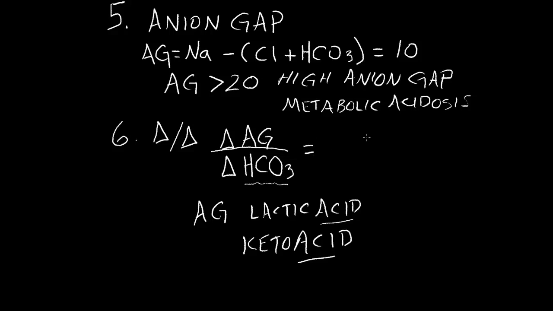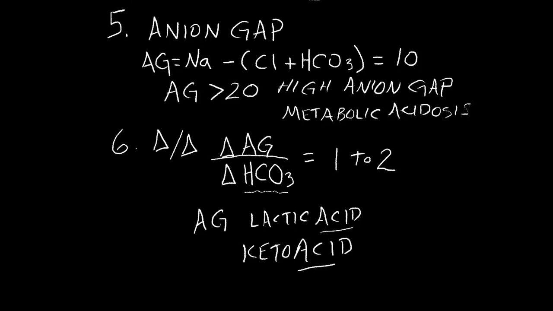So the normal delta-delta is 1 to 2. And if it's above or below, you may have a non-gap metabolic acidosis in addition to whatever your primary problem is, or you can have a metabolic alkalosis in addition to your primary problem. That's it, my friends. Those are the 6 steps.